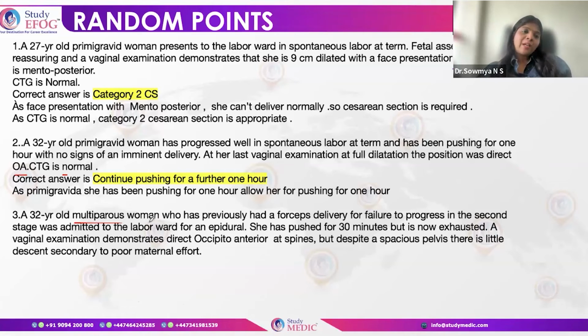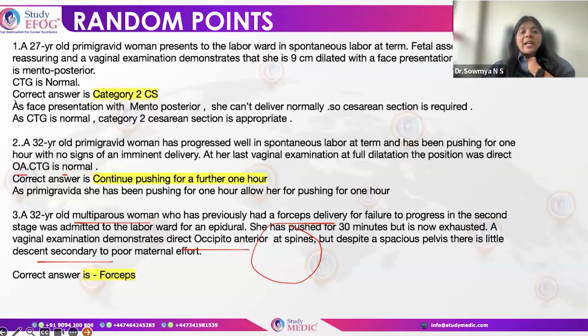The next one, multiparous, previously had a forceps delivery for failure to progress. And now she's admitted with epidural. She has pushed for 30 minutes, but now exhausted. Vaginal examination, direct occipito-anterior at spines. Despite a spacious pelvis, there is little descent secondary to poor maternal effort. So obviously, there is a hindering factor. There is a direct occipito-anterior and it is at spines. So you can go ahead and do the forceps for her.